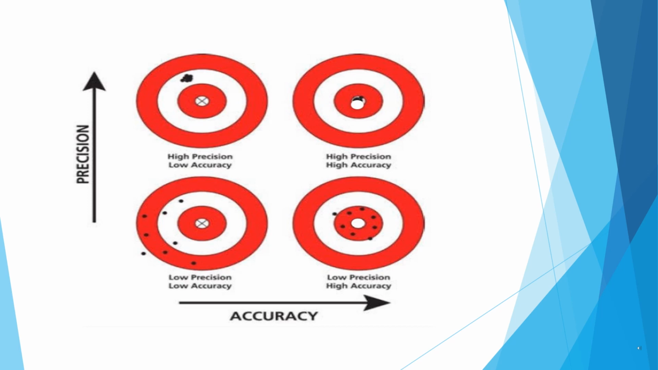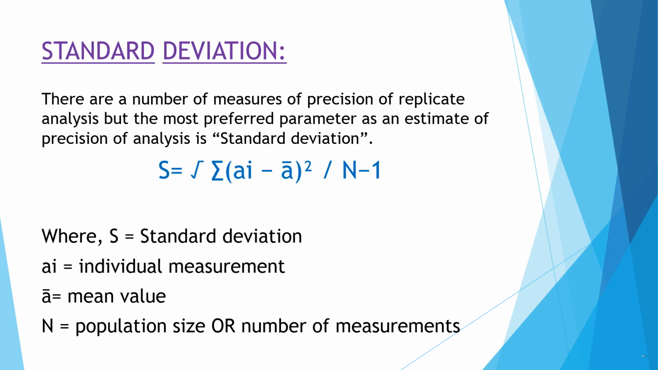And finally, figure number 4 shows low precision and high accuracy. The results are around the true value but not too consistent with each other. Now, standard deviation. There are a number of measures of precision of replicate analysis, but the most preferred parameter as an estimate of precision of analysis is standard deviation.